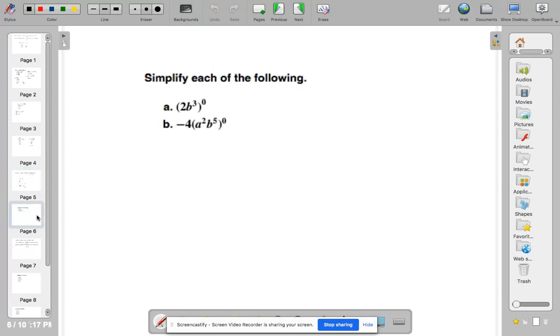Let's look at some problems. And this very thing, which I just mentioned, comes up in the first one. So you've got 2b cubed to the power of 0. That equals 1. It doesn't matter what's in that bracket. It could be a whole heap of things. If it's in brackets and it's to the power of 0, the answer is 1.